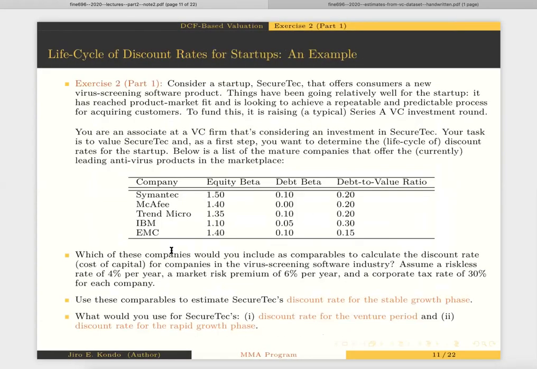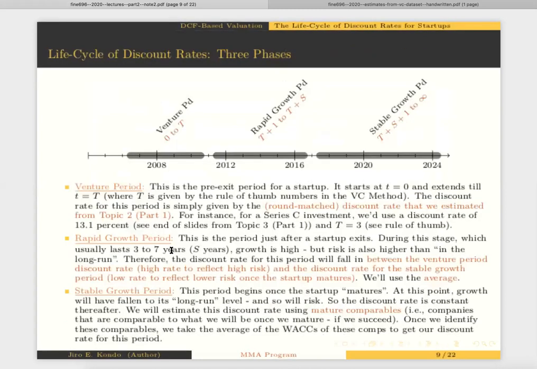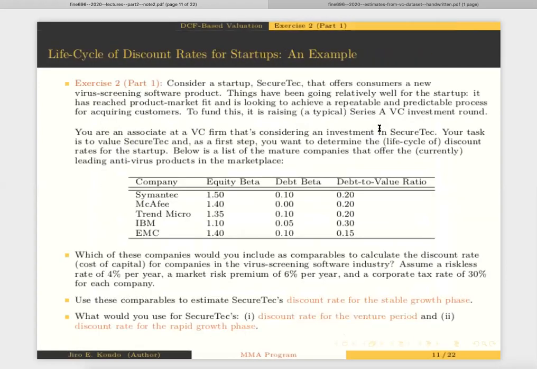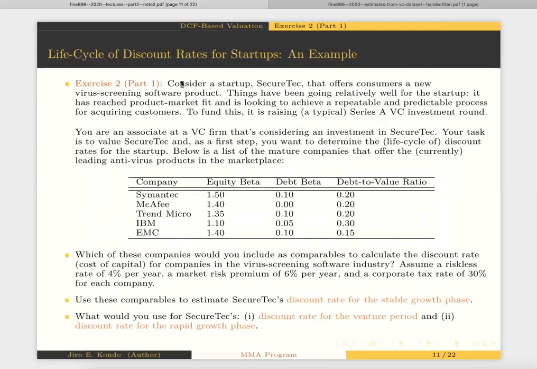All right, so now what I'll do is I'll go and actually estimate this life cycle of discount rates using a specific example with a startup that's entering the virus screening software market called Secure Tech. So I'll assume this company is raising a Series A funding round.